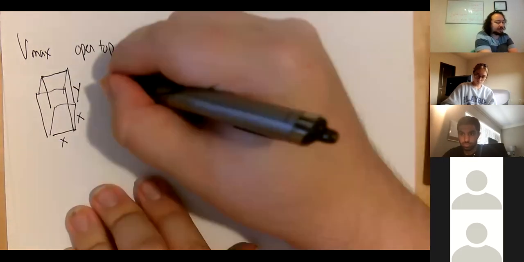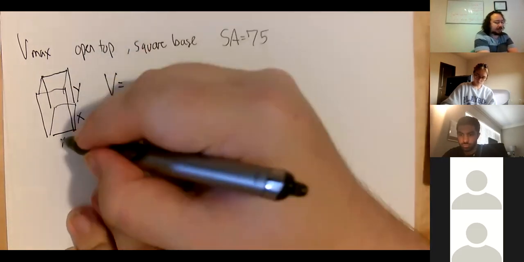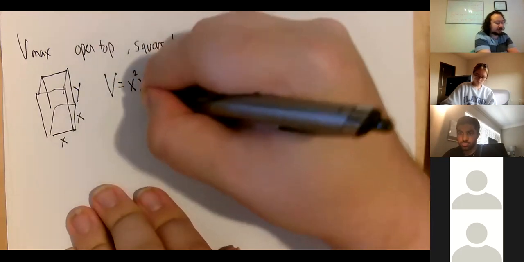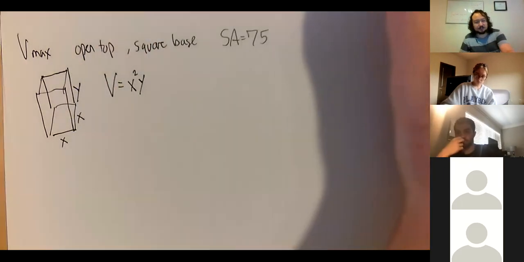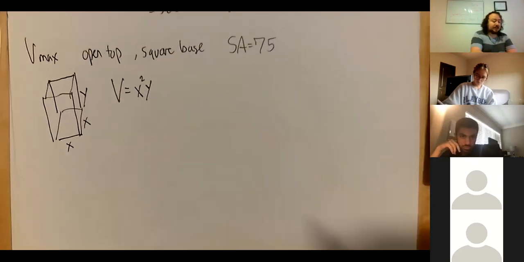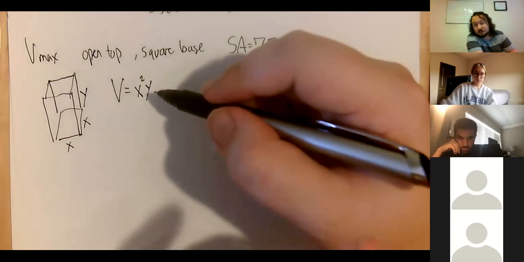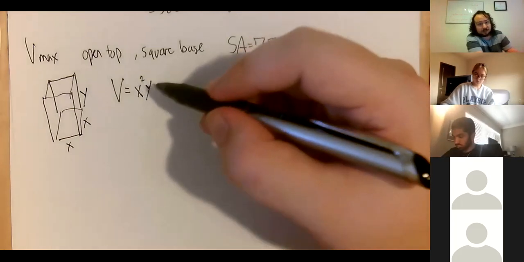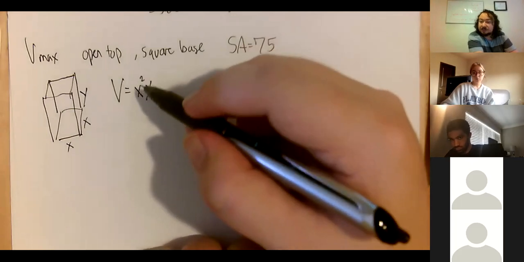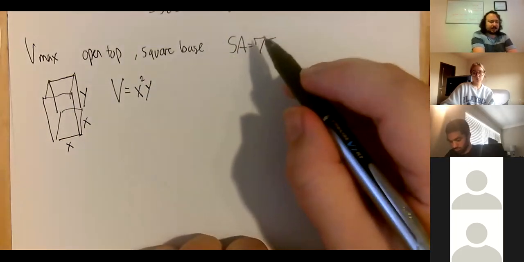So we know that V is the length times the width times the height, so it'll be x squared y. So this is the function that we want to maximize here. Now, the problem with this is that we have more than one variable, and we're not in Calc 3 yet, so we're not going to do multivariable calculus on this. We need to get things to be a single variable. Now, how do we do that?